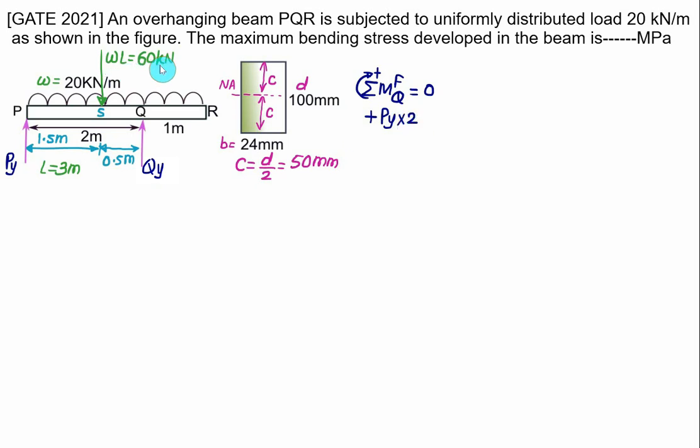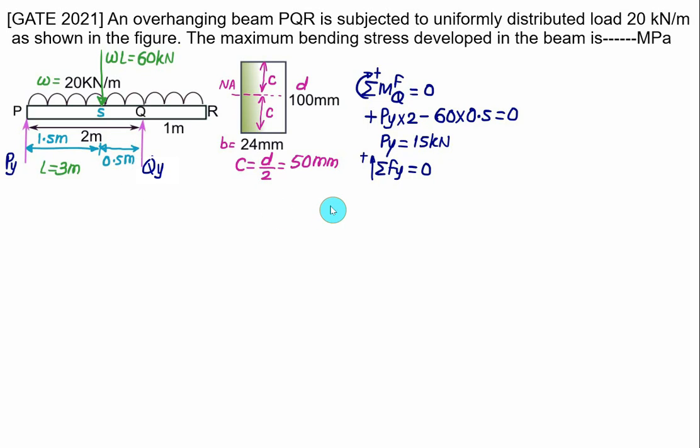W into L is 60 kilonewton, acting at a distance of 0.5 meter from Q, which will be anti-clockwise. Anti-clockwise is negative, force is 60 and distance is 0.5. It must equal 0. So we have 30 divided by 2. In this case we get the value of Py equal to 30 divided by 2, which is 15 kilonewton. And then we can apply the summation of Fy, vertically upward is positive, must equal 0.